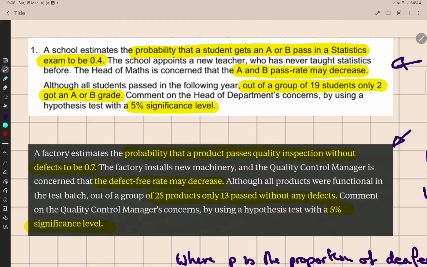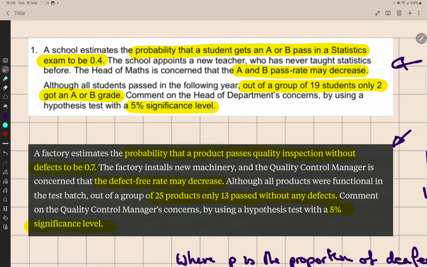I've tried to highlight the similar bits so that hopefully you can also use them as key markers as you do these questions. So let's go through the context here of the black question. You've got a factory that estimates the probability that a product passes quality inspection without defects to be 0.7. The factory installs new machinery and the quality control manager is concerned that the defect-free rate may decrease. Although all products were functional in the batch tests, out of a group of 25, only 13 passed without any defects. Comment on the quality control manager's concerns by using a hypothesis test with a 5% significance level.